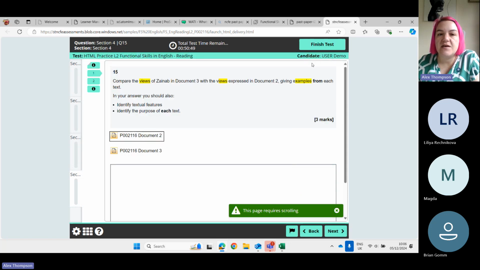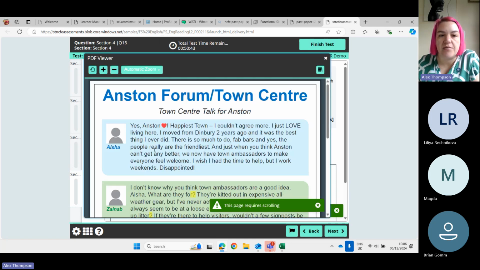Right. So I'm just going to have a look at document 3. And it says we need to focus on the person called Zainab. Okay, so this is a forum. So I think earlier in the week we looked at purpose, audience and form. So for anybody that wasn't sure what a forum is, or a message board they sometimes call it, this is a perfect example.